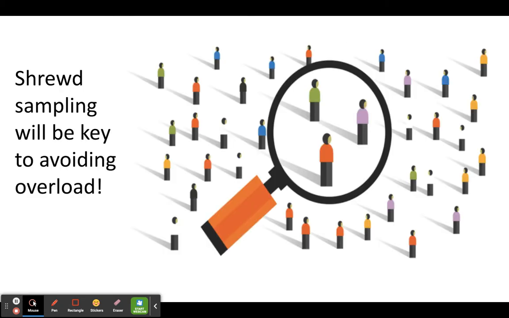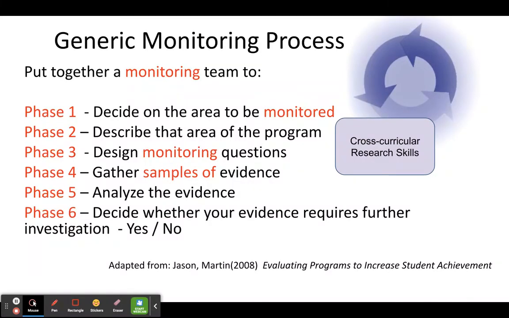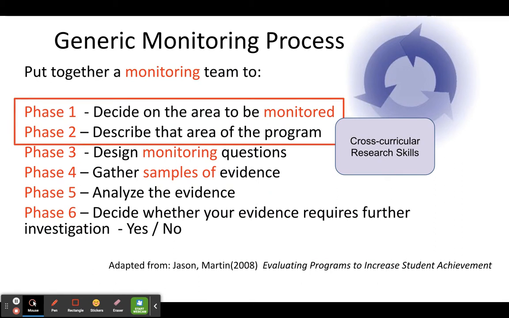Because it's meant to be a process that's easy to manage, it's not only the questions that we're going to narrow down, we're also going to drastically reduce the amount of data we collect. And for that, shrewd, clever sampling is going to be key to avoiding overloading our teams with collecting a whole bunch of data that we will never be able to use. So we're going to use Martin Jason's generic process again, but we're going to tweak it a little bit around the idea of monitoring. So first we'll decide on the area to be monitored and describe that area very, very briefly. For the model that I'm about to share with you, we're going to look at the idea of monitoring how healthy our cross-curricular research skills curriculum is.